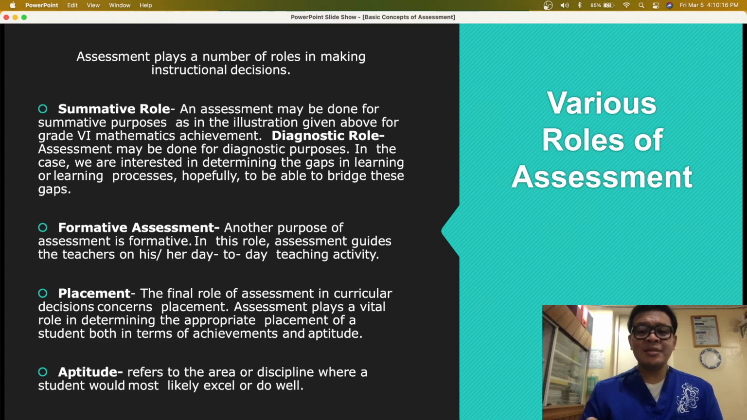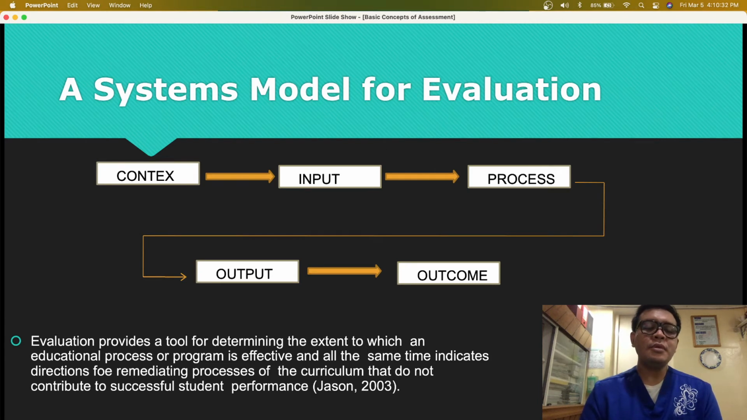So with these terms, the various roles of assessment are emphasized, as well as how we'll be able to make sure that we teachers have roles in making sure instructional decisions are made. So, a system model for evaluation. We have here a diagram. It's composed of five different little boxes and there is an arrow going through.